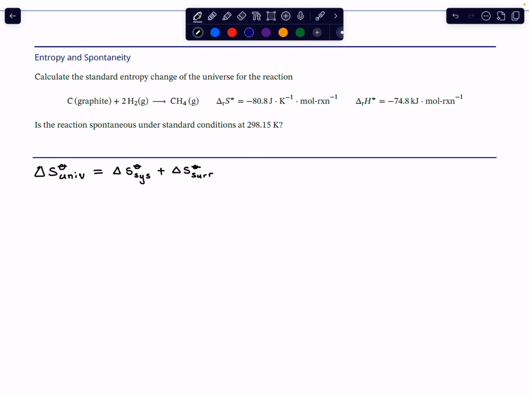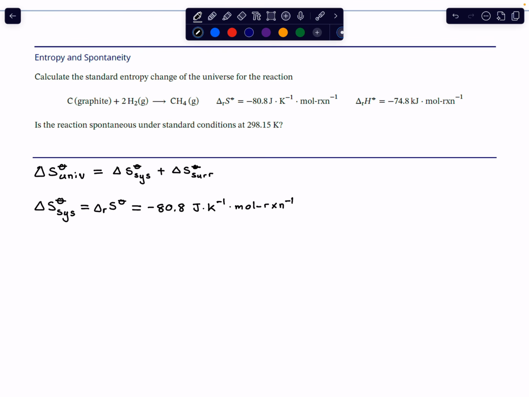The first one, the entropy change of the system, is quite easy because the system that we are considering here is of course the reaction itself. If we consider the system as the reaction, that means our system's entropy change is just our reaction entropy change, and that is given as minus 80.8 joule per Kelvin per mole reaction. All right, so that's the first one.